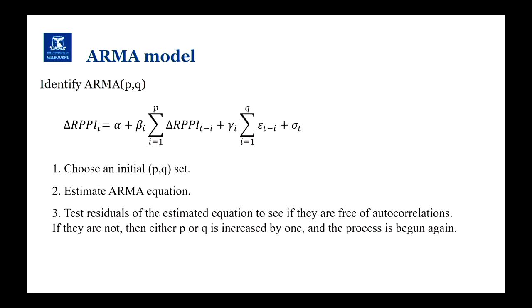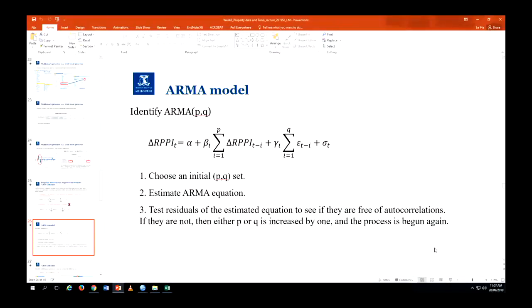If not, then we have to increase the number of P or increase the number of Q, and then re-estimate the model until we get a model which can generate the residue without autocorrelation. So that's what we do. That's what we do for estimating the ARMA model.